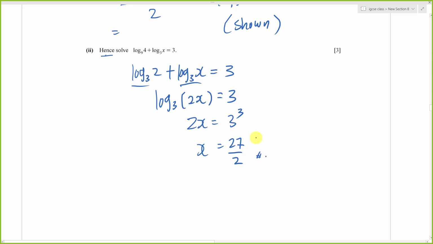Alright, just some log question. Make sure you do it carefully, then you will get the correct answer.